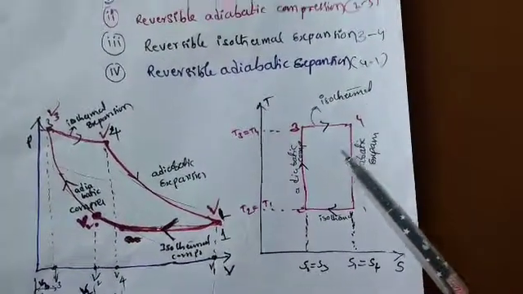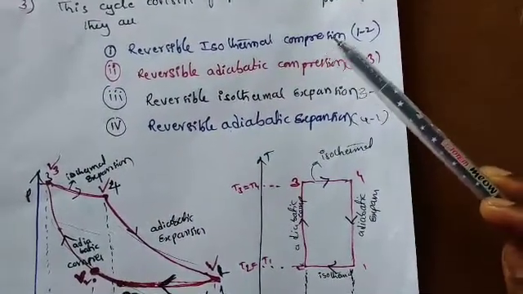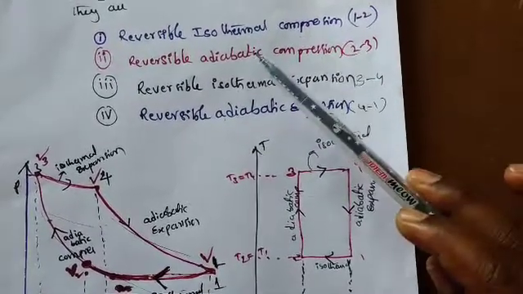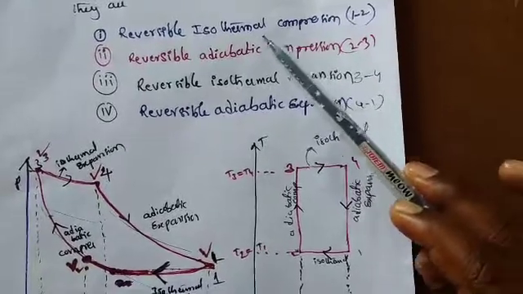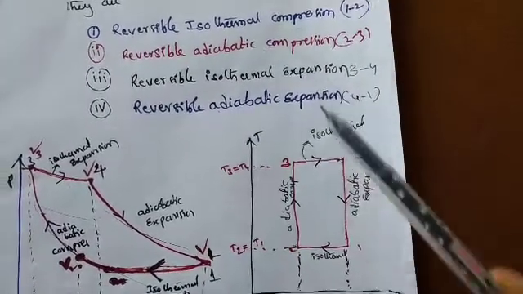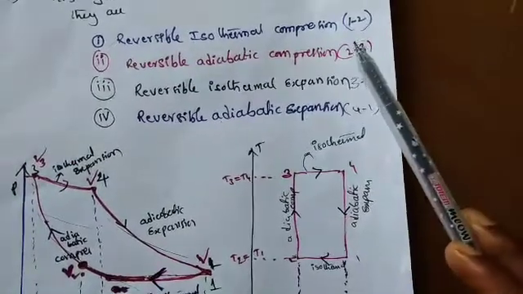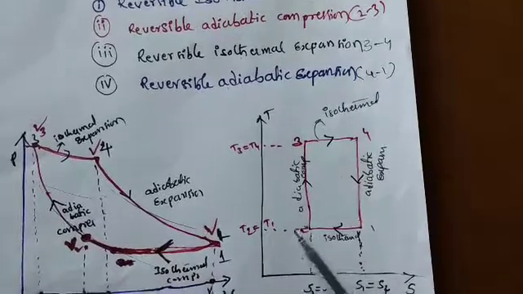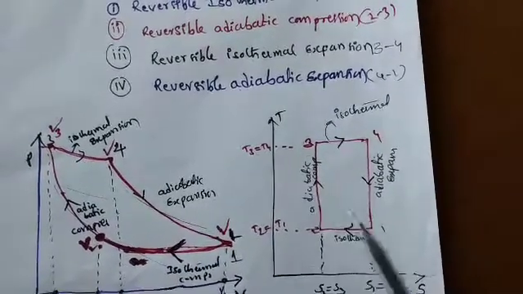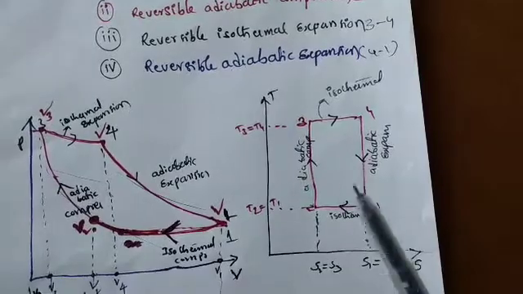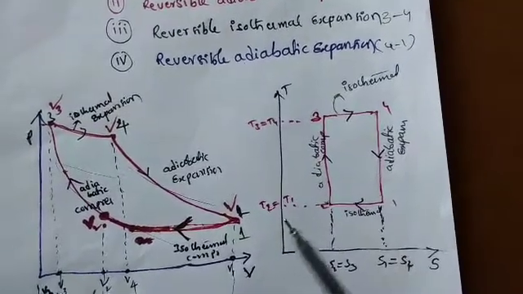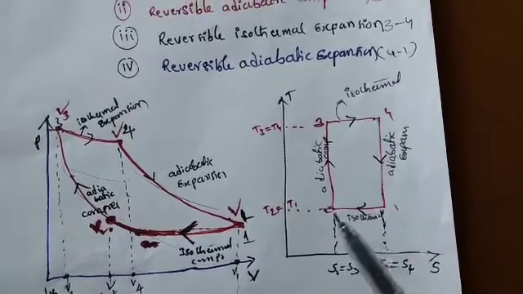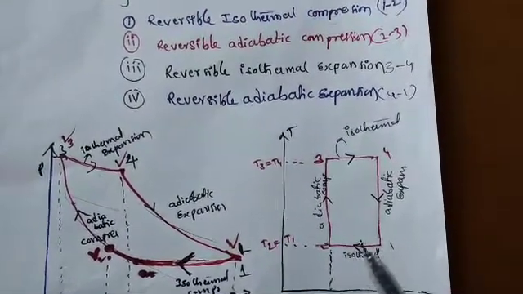And how to draw the TS diagram by using these thermodynamic processes? Once again, see, what is the first process? Reversible isothermal compression. Isothermal means a constant temperature process. So the temperature should be constant at points 1 and 2. This is a constant line. This is the temperature line, this is the entropy line. A TS diagram means temperature-entropy. So the line should be perpendicular to the vertical axis and parallel to the x-axis. This is our isothermal compression process.